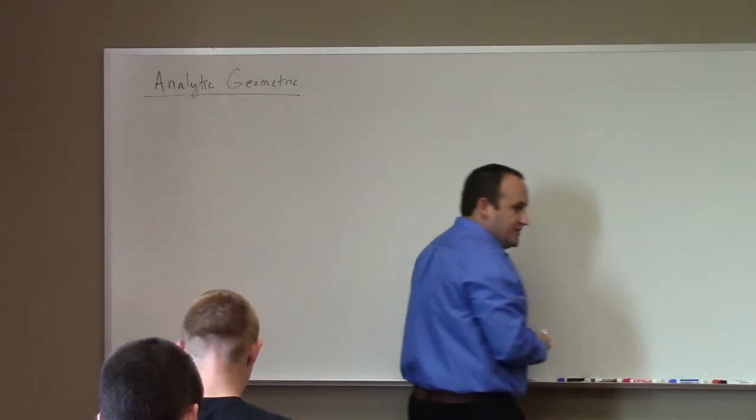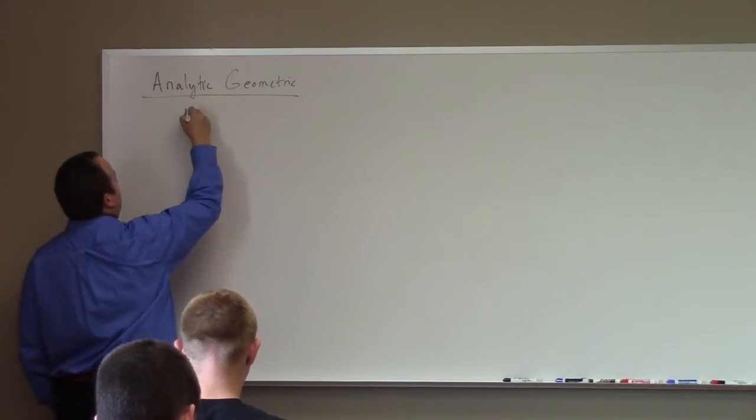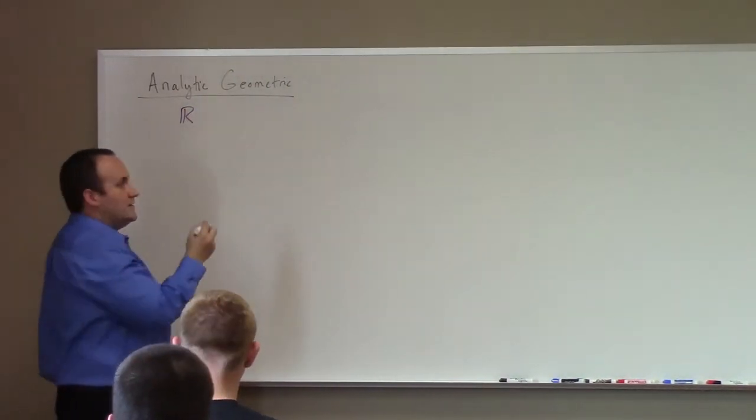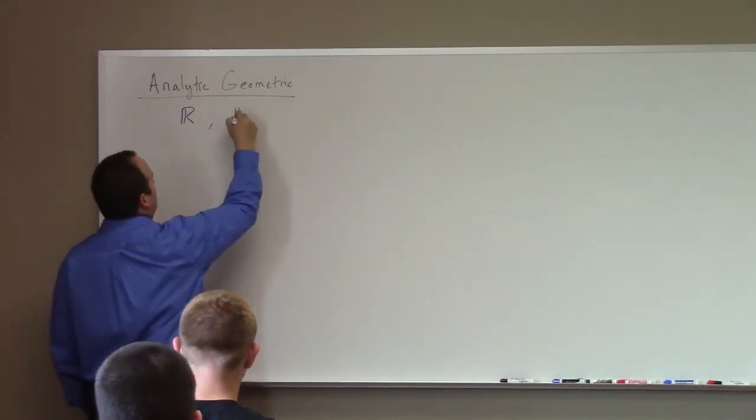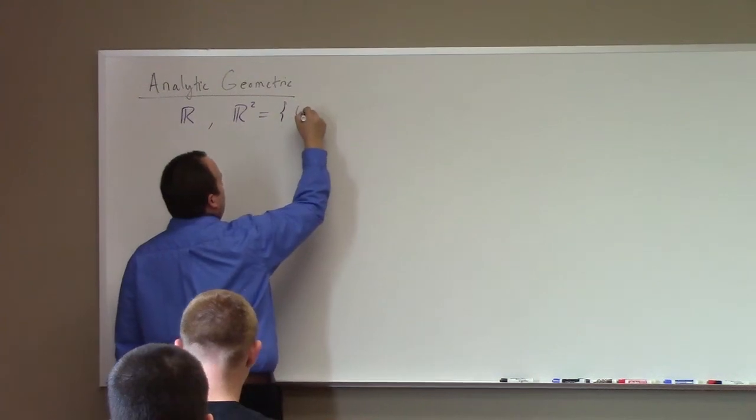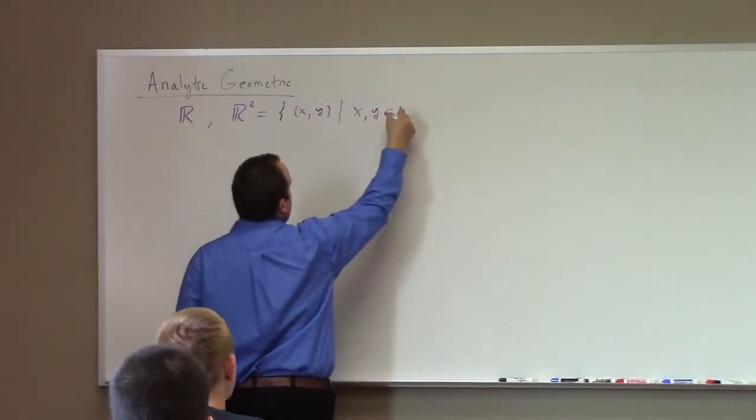So first things first, let me introduce some notation. First of all, R is the set of real numbers. I assume you guys know this already, right? R2 is the set of pairs of real numbers. So it would be something like x comma y, such that x and y are real numbers.